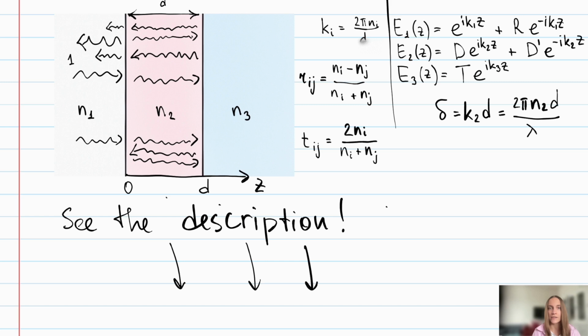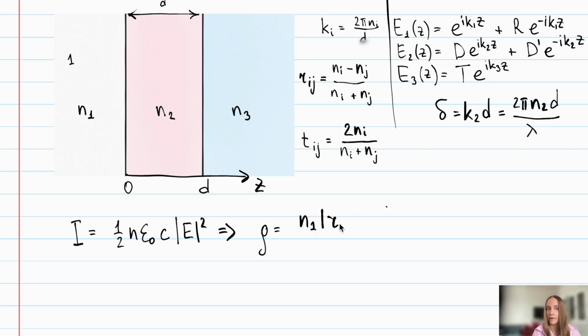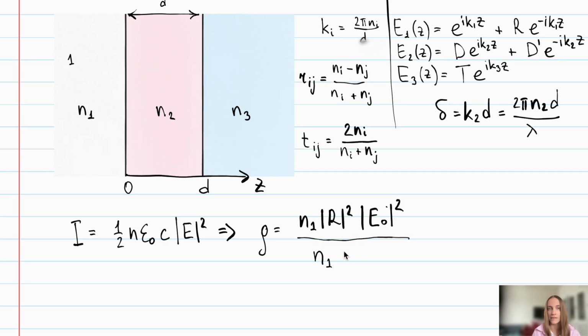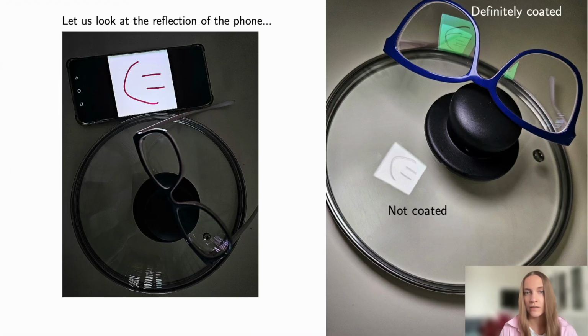Note that these were amplitude coefficients. To find the transmission coefficient in terms of intensity, we use the relation between intensity and electric field amplitude and normalize everything by the incident intensity. This leads to the following expressions. In general, this kind of coating can be used in many applications, for example in lenses, solar panels, or display screens to reduce unwanted reflections.